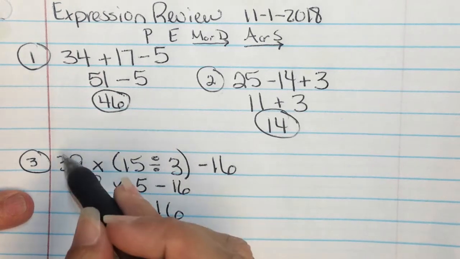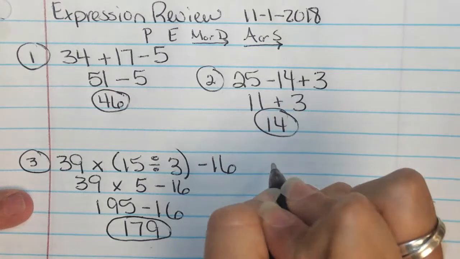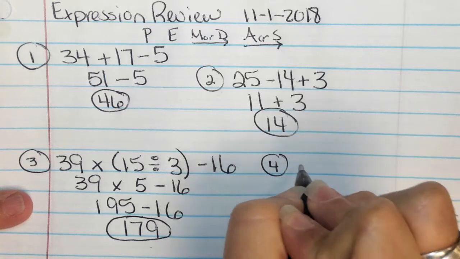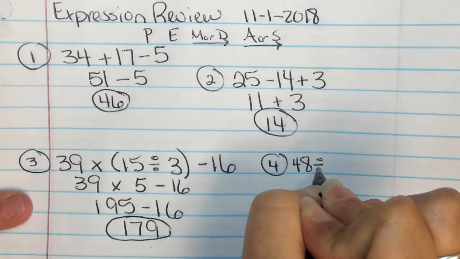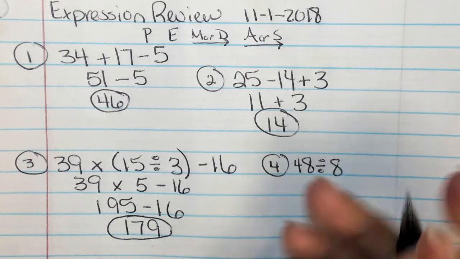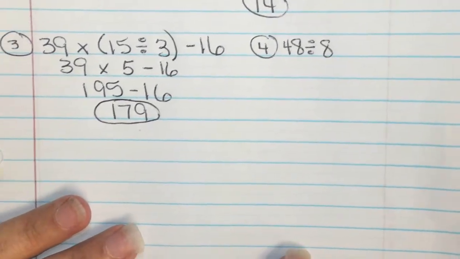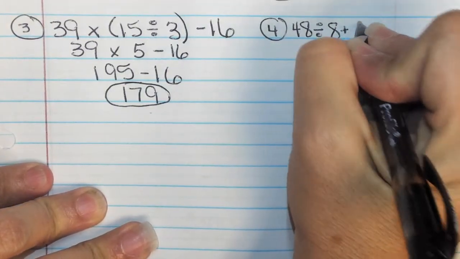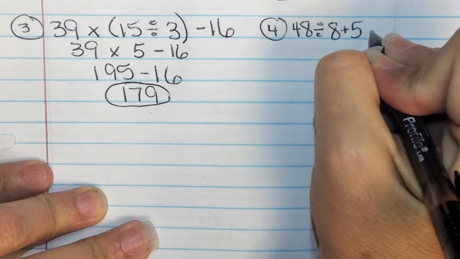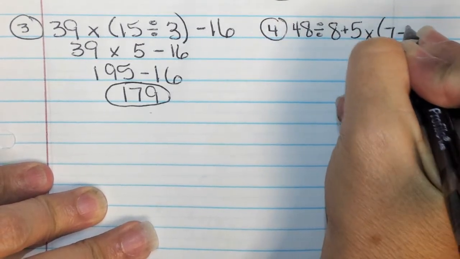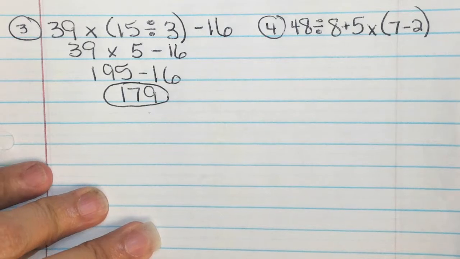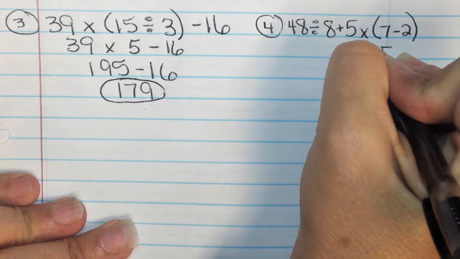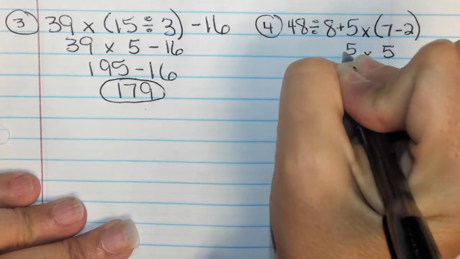Notice I'm going down the paper in that upside down V, or the V shape. Okay, number 4, 48 divided by 8. Oops, sorry guys, here we go. 48 divided by 8, this one's a little long, plus 5, times 7 minus 2. Okay, so first step is 7 minus 2, which is 5. Bring down everything else.